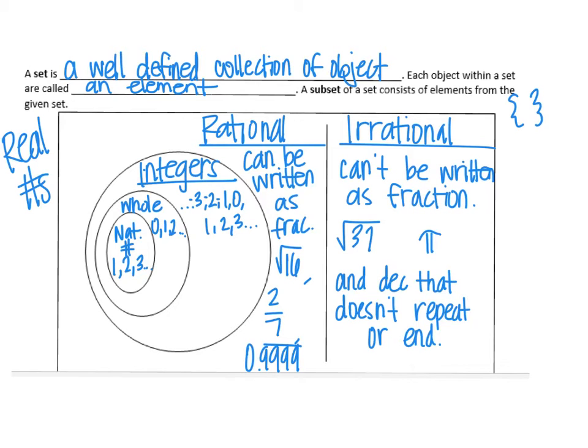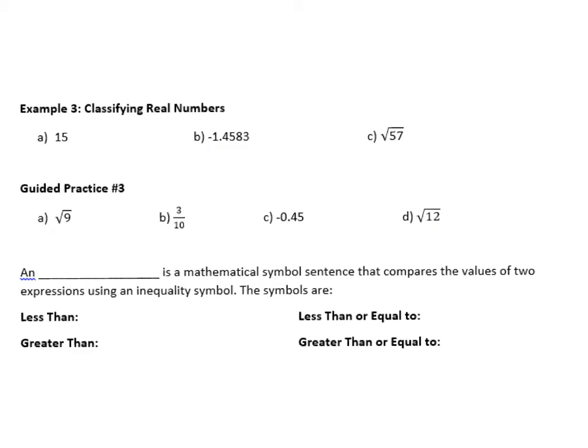Now you're going to have to classify those. So I have 15. What is 15? Well, is 15 a natural number? Do I count with it? If it's a natural number, it also has to be a whole number. If it's a whole number, it also has to be an integer. And if it's an integer, it also has to be rational. So you have to list all four.